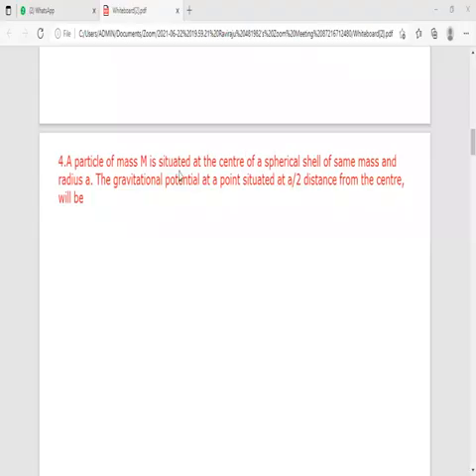A particle of mass m is situated at the center of a spherical shell of the same mass and radius a.